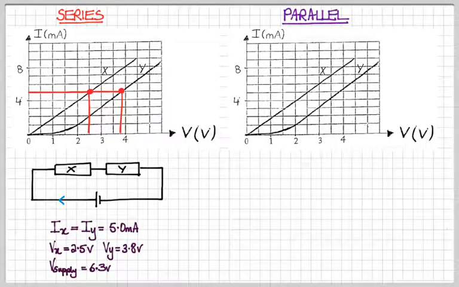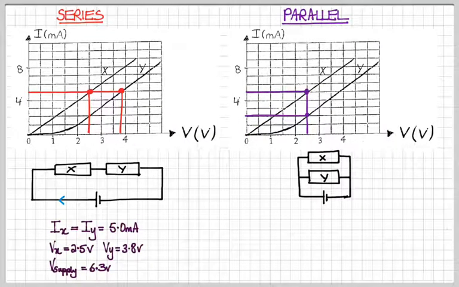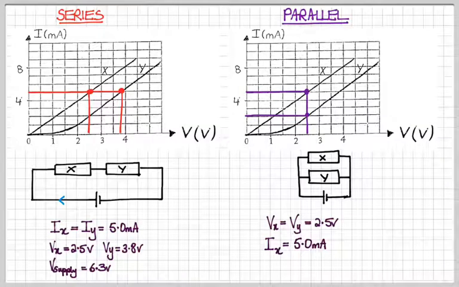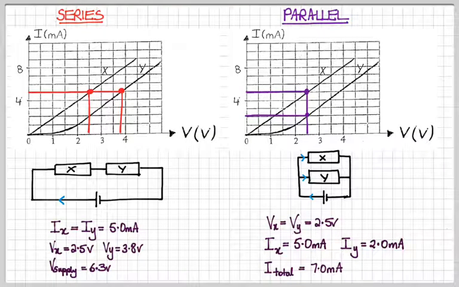In parallel, we think about it differently. In parallel, the voltage is the same, but the two currents are different. Maybe a diagram will help. So it's a parallel diagram. And you can see that the voltages are the same. Kirchhoff's law. The currents are different. You've got one going through X, one going through Y, and they both add up together to make the current supplied by the battery would be 7 milliamps.